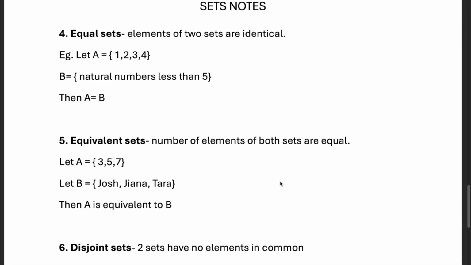Equal sets. The elements of the 2 sets would be exactly identical. For example, A is equal to {1, 2, 3, 4} and B is equal to natural numbers less than 5. So A is equal to B. They are exactly the same. Equivalent sets: the number of elements of both sets are equal. So say A is equal to {3, 5, 7}. B is equal to {Josh, Gianna, Tara}. A is equivalent to B. It's not equal. They're not the same, but the same number of elements are there.